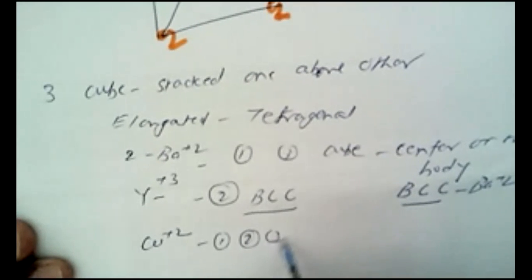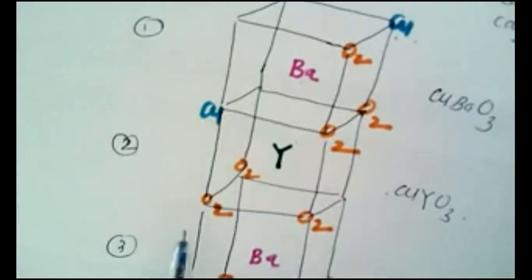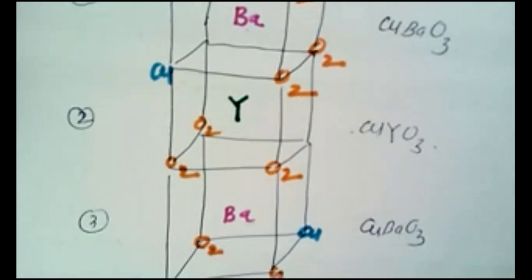And now come to the third component, that is copper in +2 oxidation state. Here copper is present in the first cube, in the second cube, and in the third cube. So copper is present at the corners of the first, second, and third cube. So this is how we can give the position for all the constituent ions, that is copper, barium, yttrium, and oxygen.